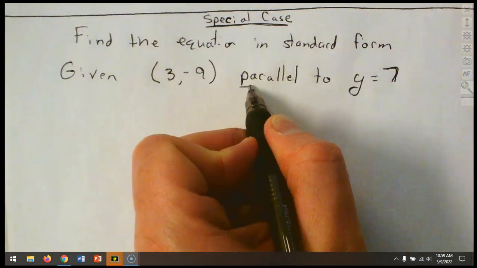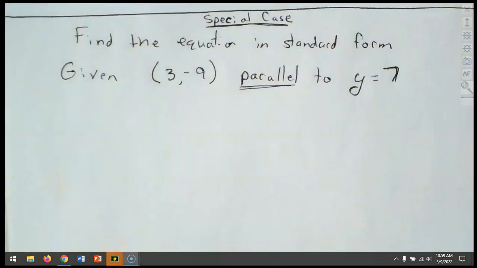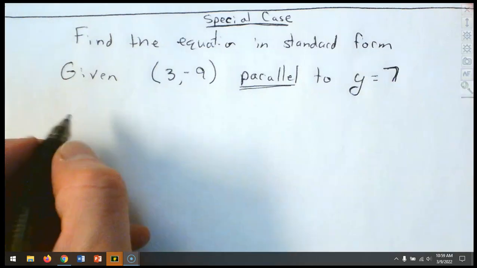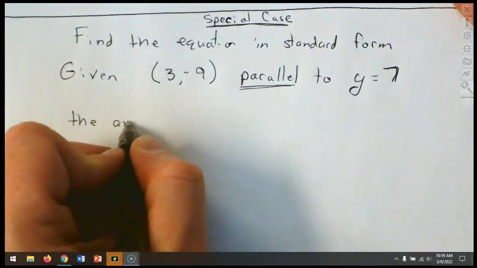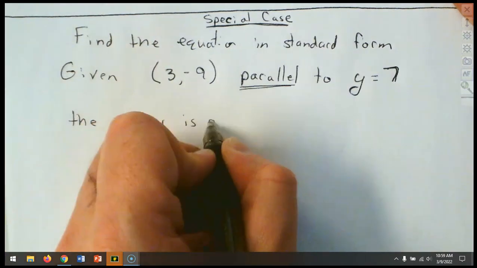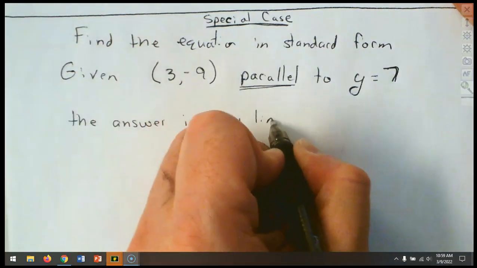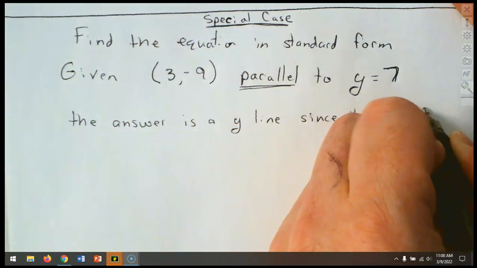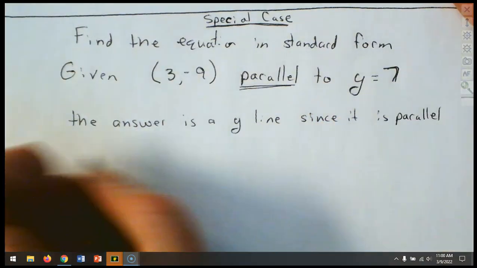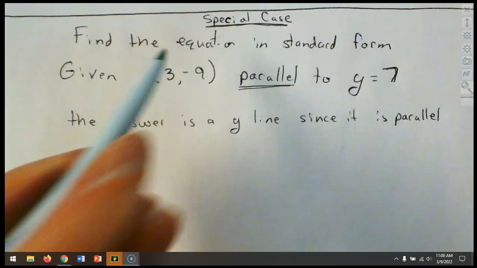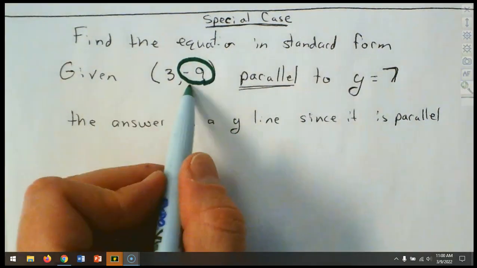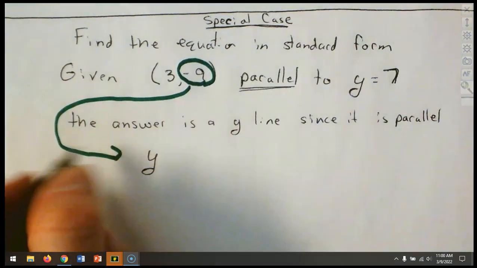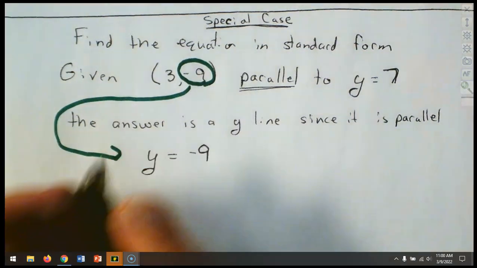So, y equals 7. We want it to be parallel. That means it's the same. So it's going to be a y line. So since it's parallel, we're going to have a y line. So the answer is a y line because it's parallel. Now we look at the y component of our ordered pair. What's the y component of our ordered pair? Negative 9. So my answer for this equation would be y equals negative 9. That's going to be your answer. That's it.